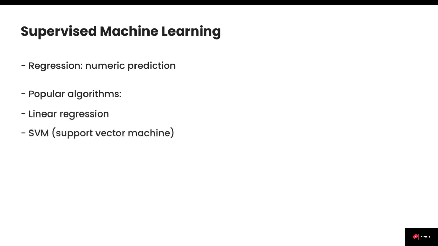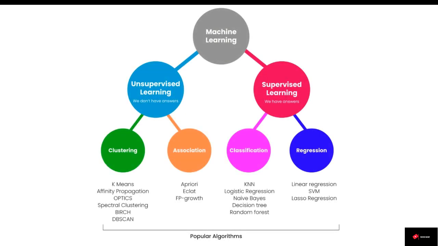A few common statistical models for this kind of problem are linear regression, SVM, which stands for Support Vector Machine, lasso regression, and a few others. So here's a scheme that summarizes what I've just said. So we have two types of machine learning, which are supervised and unsupervised machine learning. In supervised machine learning, we have the answers, we have the target groups, and in unsupervised machine learning, we don't have answers, we just have the data.